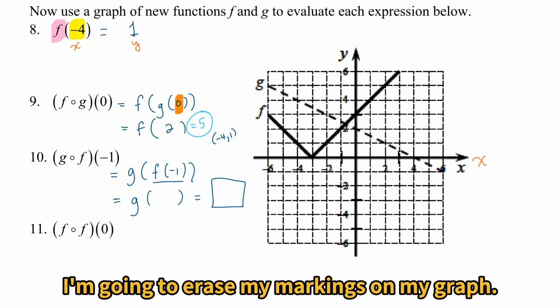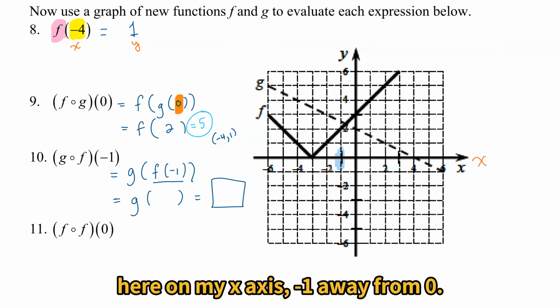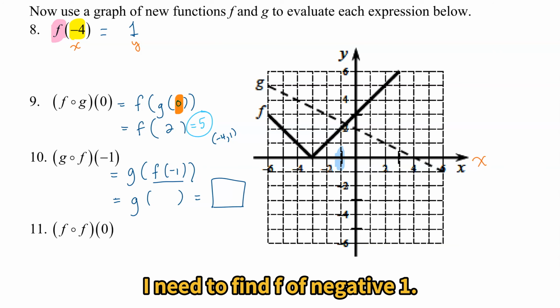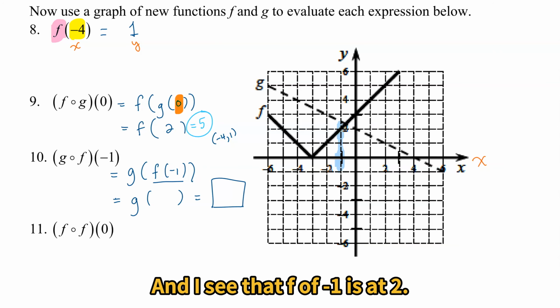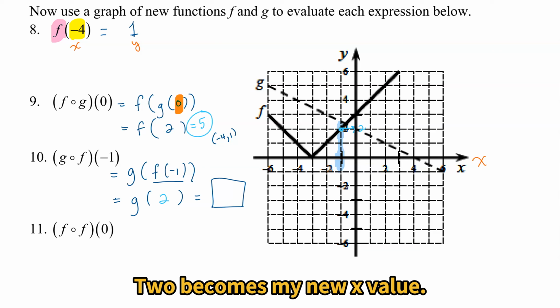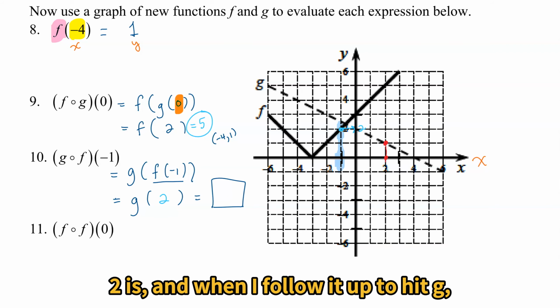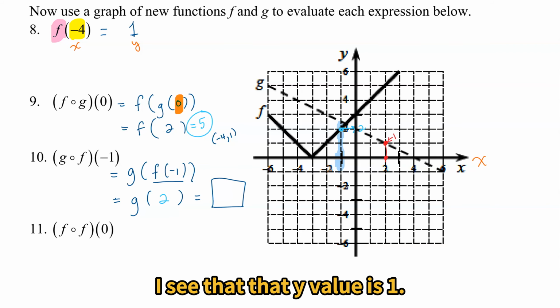I'm going to erase my markings on my graph. f of -1, -1 is going to be right here on my x-axis, -1 away from 0. I need to find f of -1, and I see that f of -1 is at 2. So f of -1 is 2. 2 becomes my new x value, and now I need to figure out what g of 2 is, and when I follow it up to hit g, I see that that y value is 1.